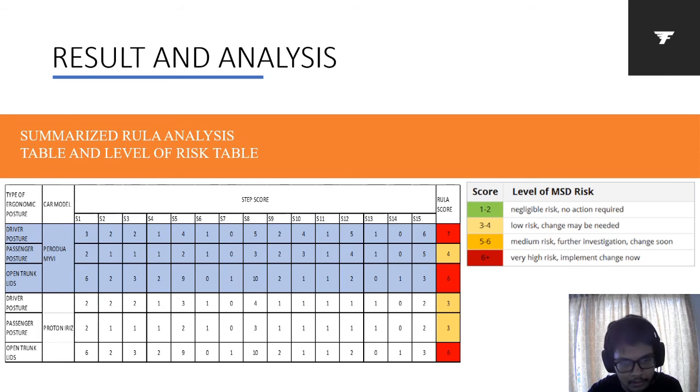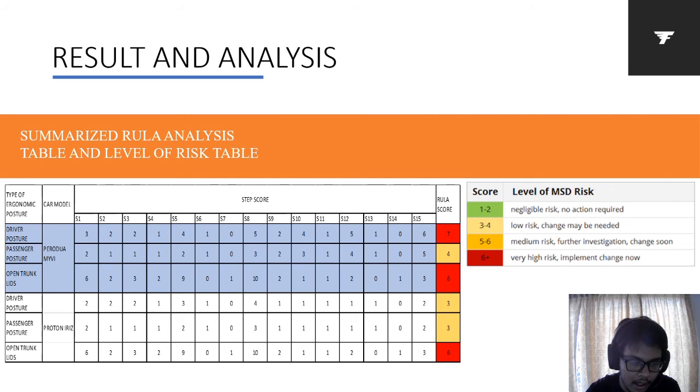Hi, this is our result and analysis. On the left is the summarized RULER analysis table, and on the right is the level of risk table. And yes, you can see Proton MPV scored the highest, which is 7 and 6. And what indicates it's highest? Because we compare it to the level of MSD risk table, where more than 6 is very high and needs to be implemented, change immediately.